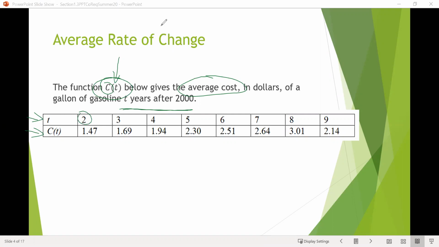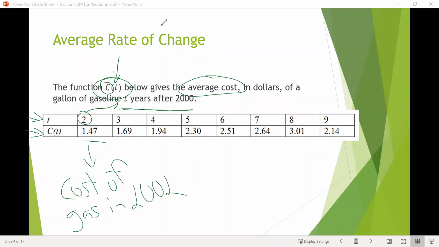Also, think about what this means. When t is 2, it's telling us that is 2 years after 2000. So that means this 1.47 is representing the cost of gas in 2002, okay? You're probably looking at that $1.47 and thinking, holy buckets, even compared to now, I don't think we've gotten prices down that low, okay?